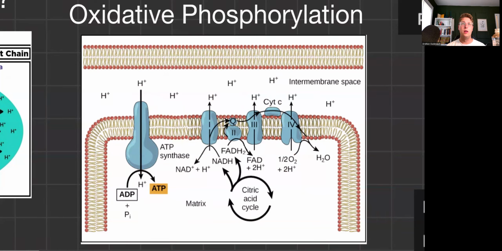All in all total, this process is going to generate the most ATP, yielding approximately 34 ATP molecules per single glucose. That's pretty good. That's about a 33% percent energy conversion.